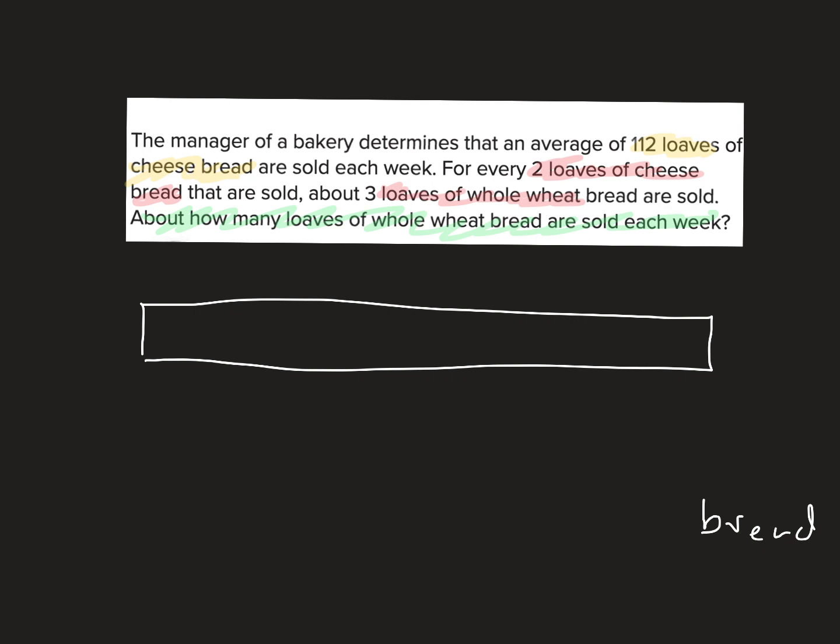So 2 loaves of cheese bread, 1 on the left and 1 on the right. And then we have 3 loaves of wheat bread. So this is our wheat bread.